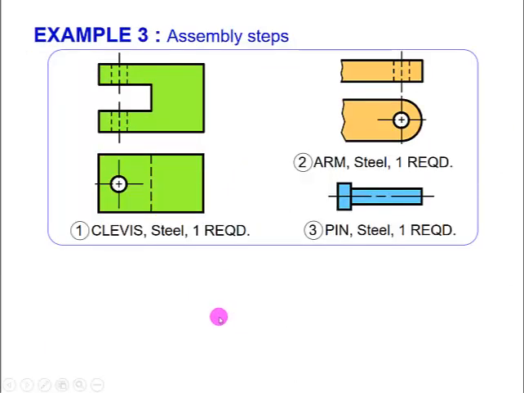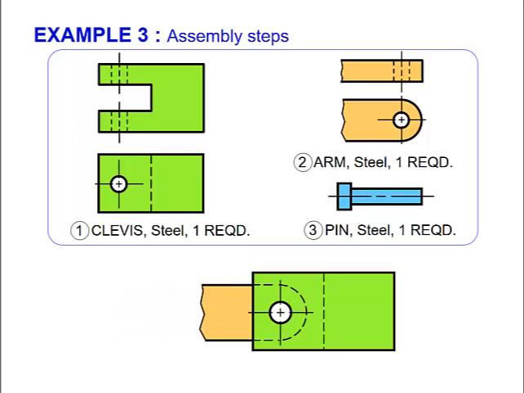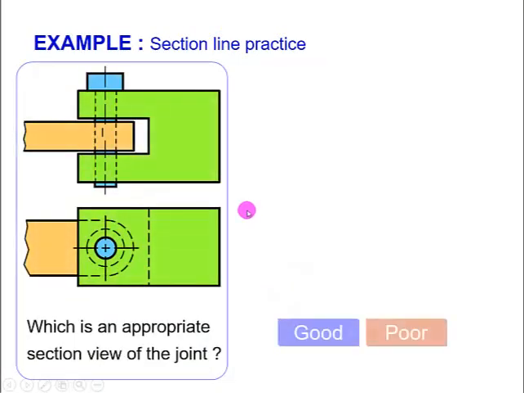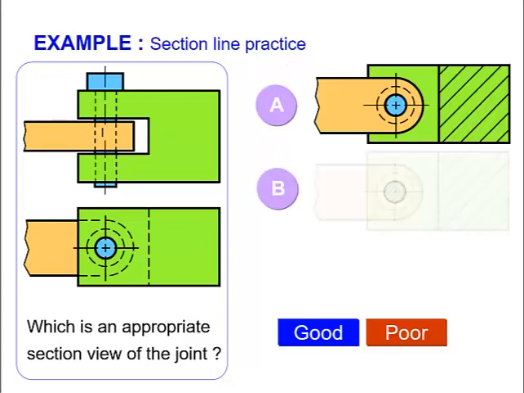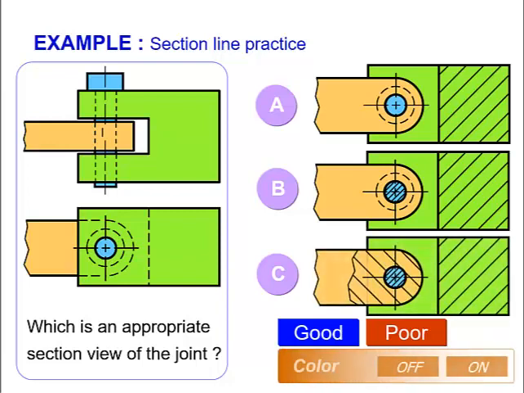Okay, next one. Example number 3. You have the clevis, arm, and pin. When you do assembly, you put the clevis with the arm and then put the pin in that hole. Okay, the blue pin goes there. And then when you do the assembly view, which one is appropriate, A or B or C? Okay, pin section technique, we don't need to put a section line on the pin.